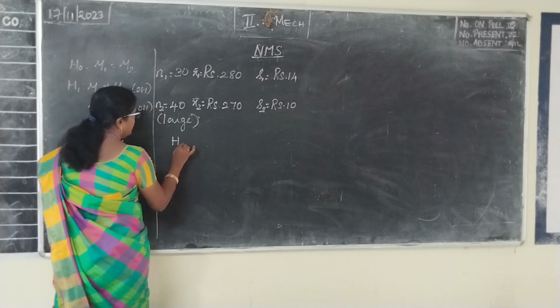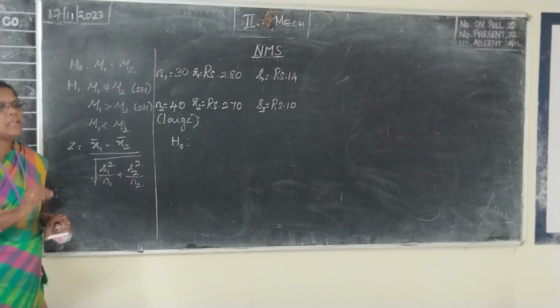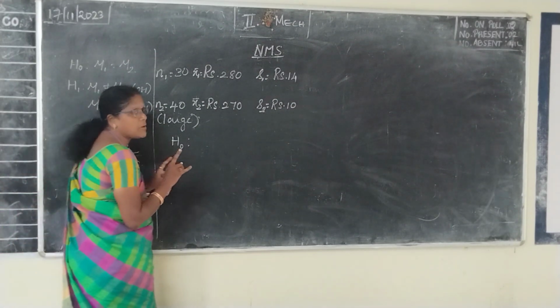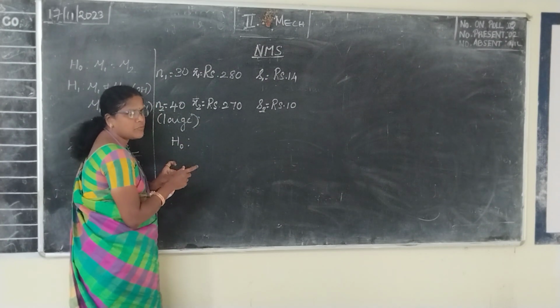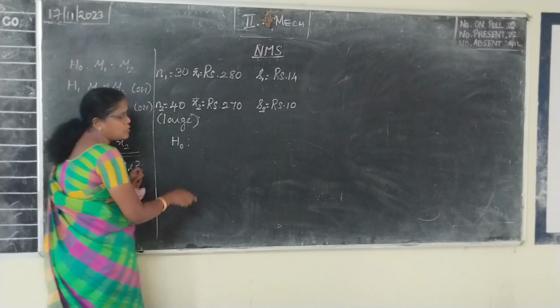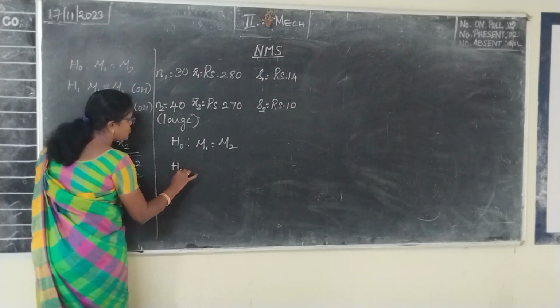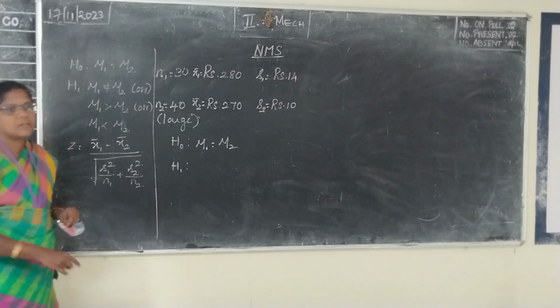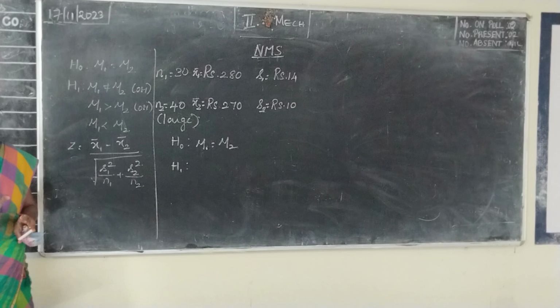H naught, the general assumption: mu1 equal to mu2. That is only in the form of notation, not the original values. So it is a symbol of representation. So mu1 equal to mu2. So what is H1? Not equal to, or greater than, or less than? Not equal to, because we are supposed to check whether there is any difference or not.